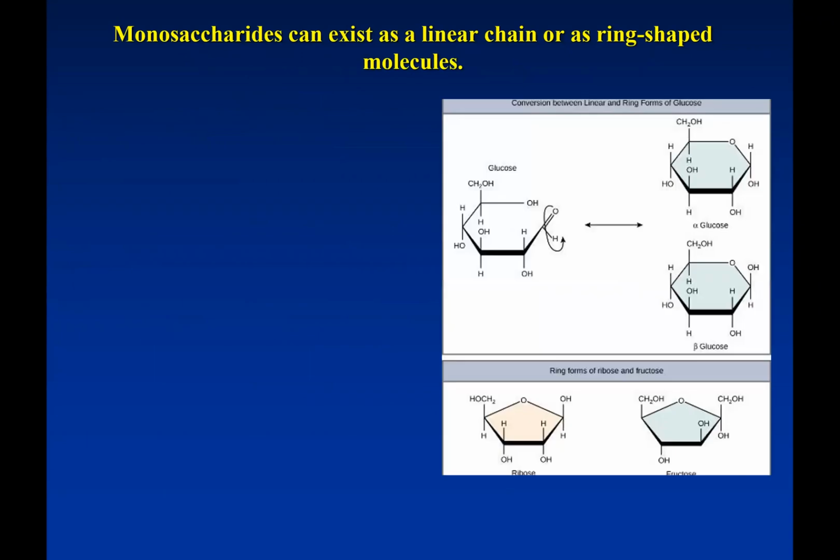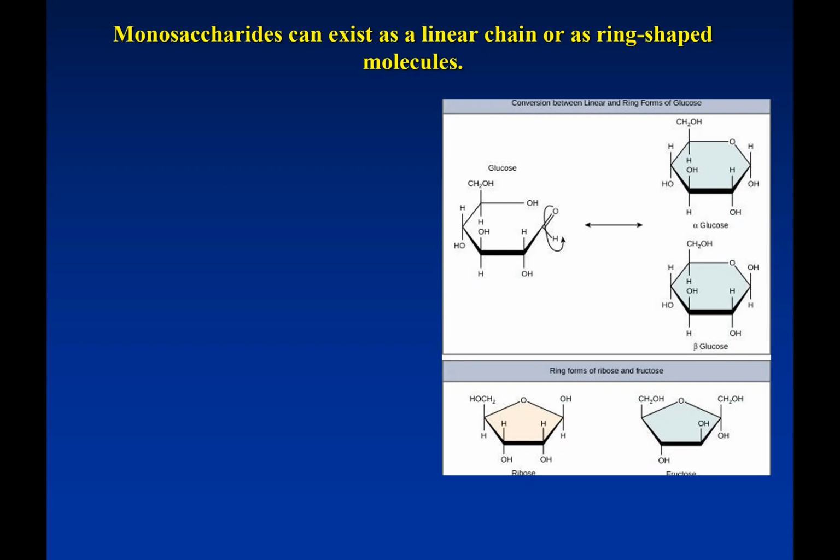The monosaccharide can exist as a linear chain or a cyclic, ring-shaped chain. Usually, the 5 or 6 carbon monosaccharides exist in equilibrium between the linear and the ring forms. Depending on the position of the hydroxyl group on the carbon here, if the hydroxyl is down like this, it's called the alpha position. Up, it is called the beta position. Here's an example of a 5-carbon ribose sugar.